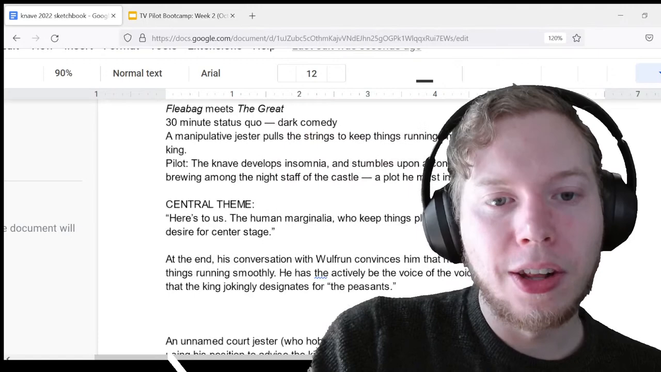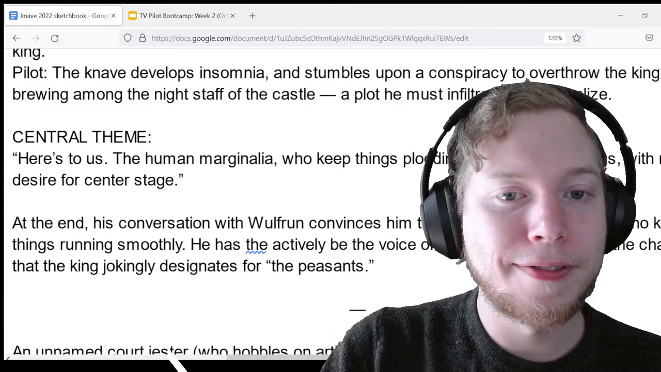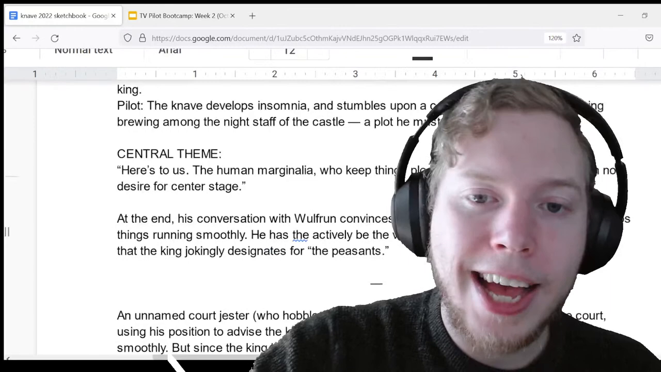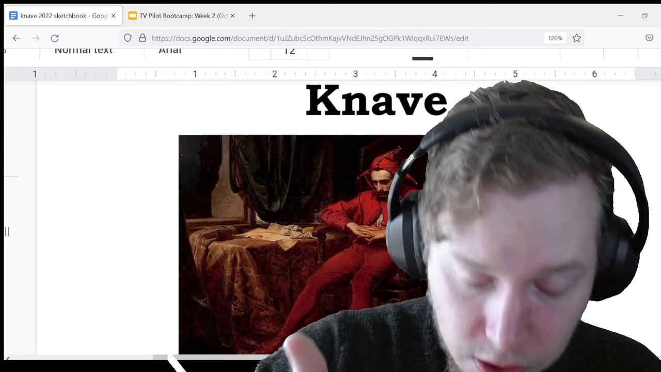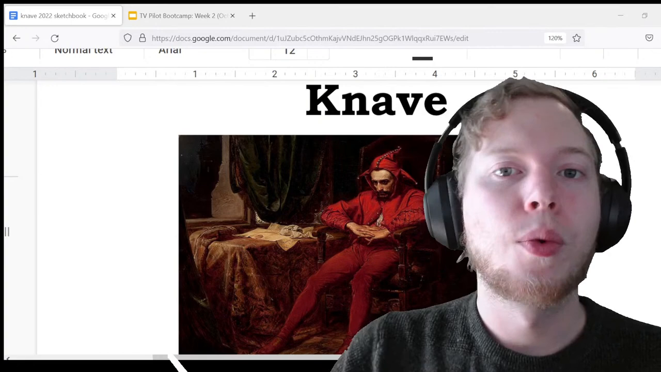So, the pilot logline. The knave develops insomnia and stumbles upon a conspiracy to overthrow the king brewing among the knight staff of the castle, a plot he must infiltrate and neutralize. So, I've approached the plot of this pilot the way that you should often do, which is justifying the premise of the show and setting the premise up so that we understand why we're watching this, why this is important.